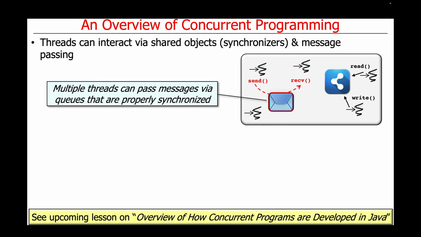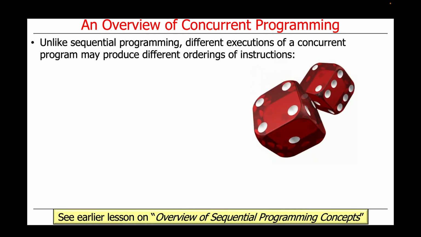Multiple threads can also communicate or interact by passing messages via queues that are properly synchronized, meaning that if one thread is reading an element from the queue, another thread cannot be simultaneously accessing and adding something to the queue without proper use of synchronization primitives. That's a whole very interesting topic that we won't have time to talk much about here, but we will talk about in another course I teach called CS 254.